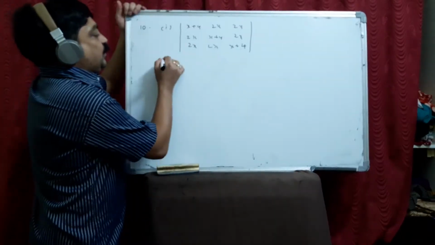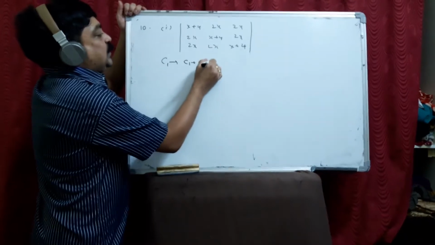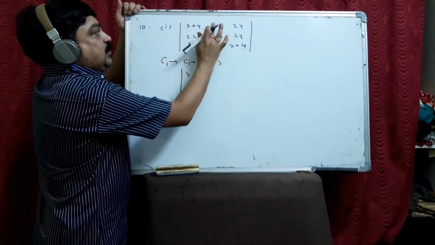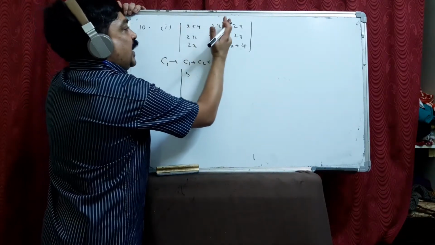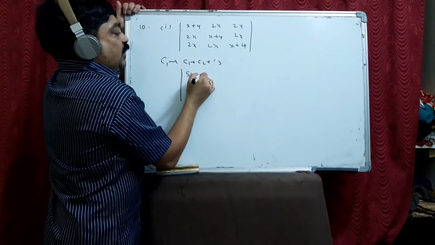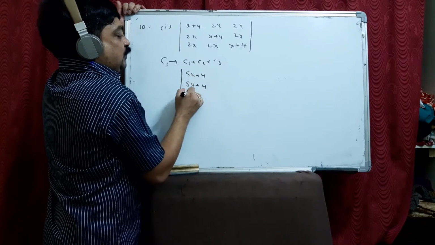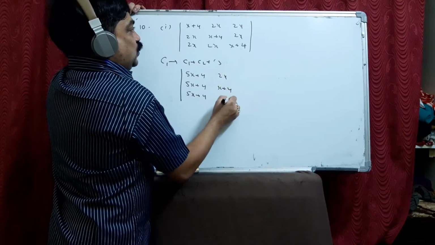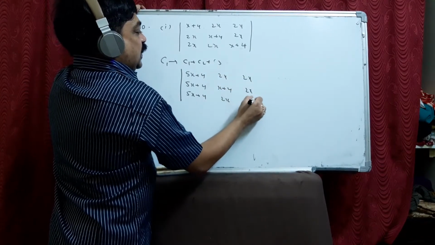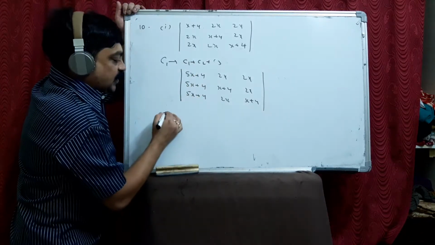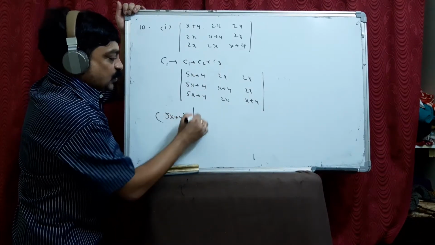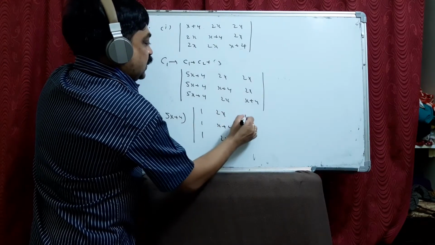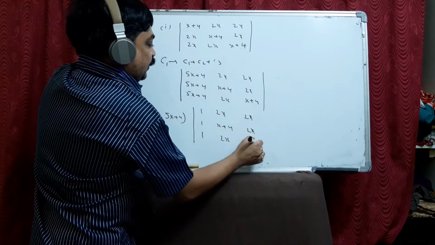So what I do is, first I take C1 to C1 plus C2 plus C3. C1 is going to change. It becomes this plus this plus this. That means all the elements of C1 are added to C2 and C3. 5x plus 4, 5x plus 4, 5x plus 4, and C2 and C3 remain the same: x plus 4, 2x, 2x, 2x, x plus 4. Now you can take 5x plus 4 common from the first column: 1, 1, 1, 2x, x plus 4, 2x, 2x, 2x, x plus 4.